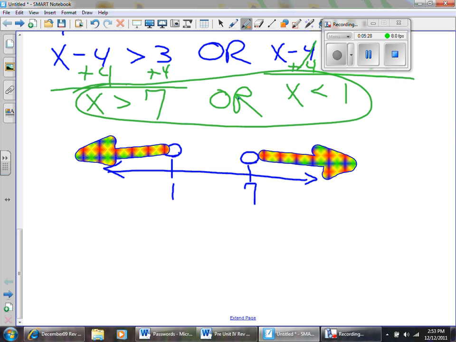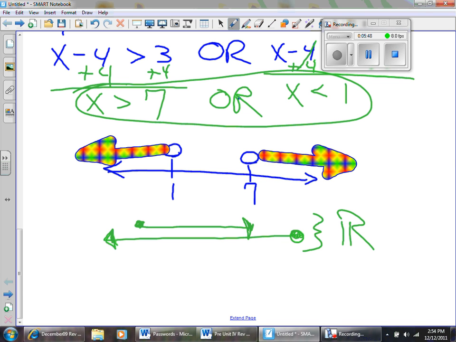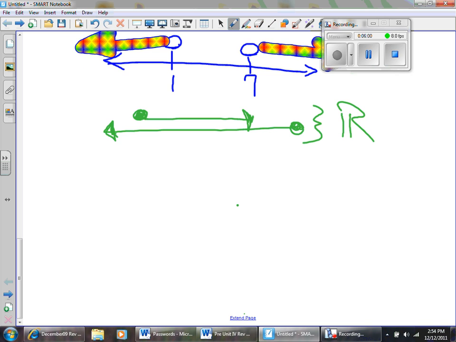Okay. By the way, if you ever get an unusual situation on an "or" where it shades this way, but then it also shades this way, that was like the one problem from the homework. That's a unique situation. That one ends up being all real numbers because it covers the whole number line because it's an "or" question. Those points don't act as endpoints like they do in the "and" problems. All right, let's look at an "and" problem.